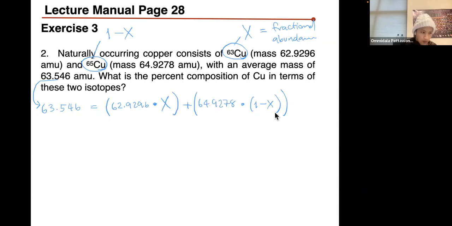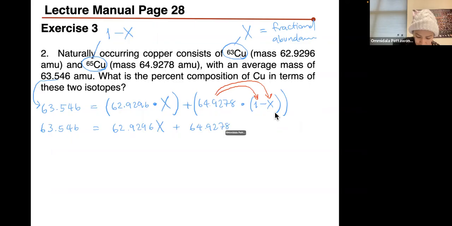Next step, I'm going to rewrite everything again. So 63.546 equals 62.9296x, add, and I'm going to distribute this number into the parentheses, because we need to do this operation right here. So you multiply them inside. What you're going to get is 64.9278, because you multiply by 1, and then minus 64.9278x, because you multiply by x.